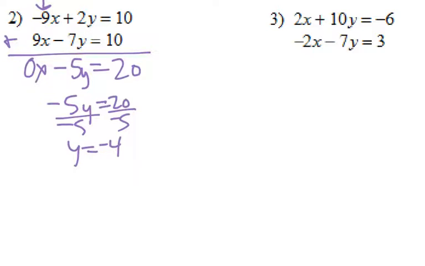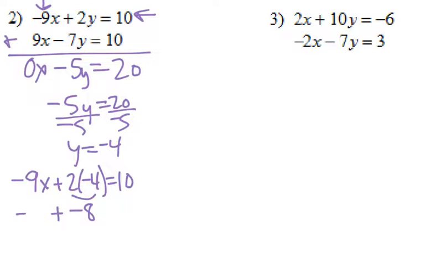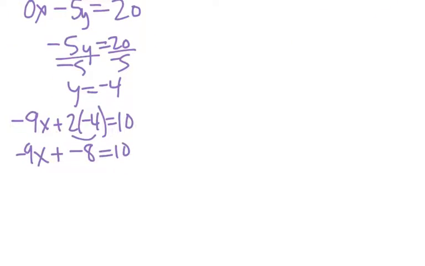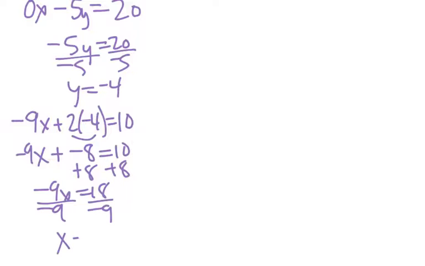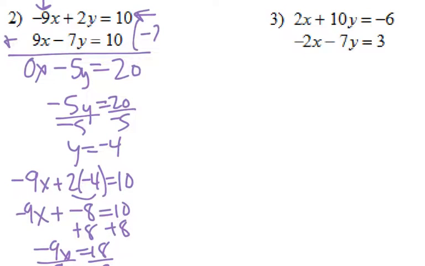There's half our answer. Then pick one of my equations, doesn't matter which one. Plug in my y value, and then we can solve for the x. So that's negative 8. Negative 9x plus negative 8 equals 10. Add 8 to both sides. Negative 9x equals 18. Divide by negative 9, and x equals negative 2. So my answer is (-2, -4).